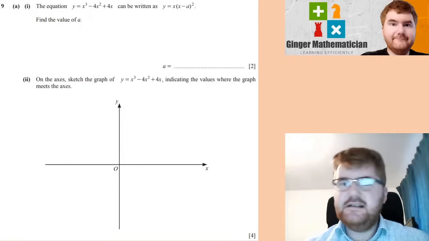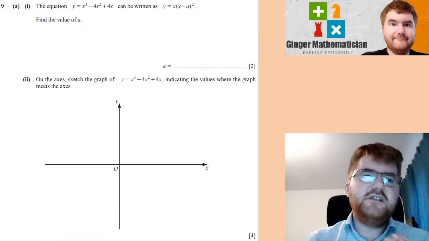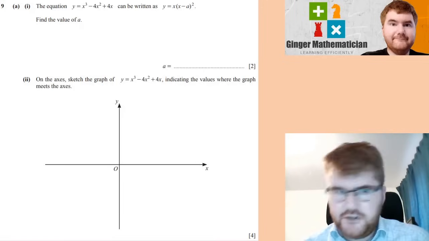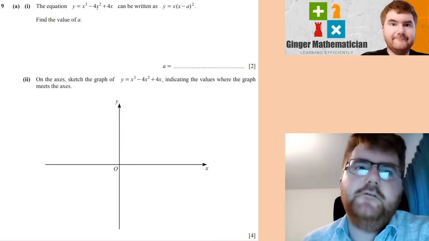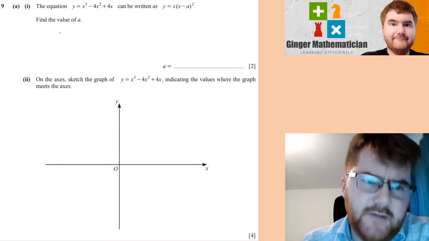So again, this is very, very typical of the paper 4 and the 0580 course. They don't start necessarily with a differentiation problem. It's usually embedded in another question. So in this case, the equation is cubic, x cubed minus 4x squared plus 4x can be written in this form. Find the value of a.